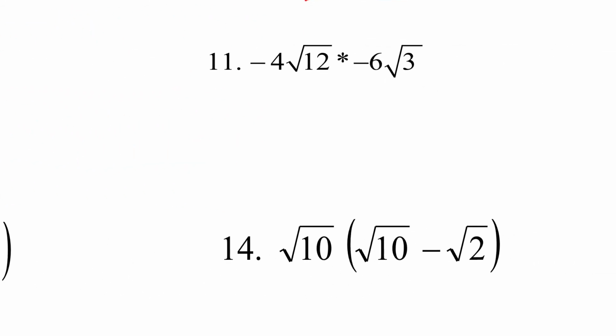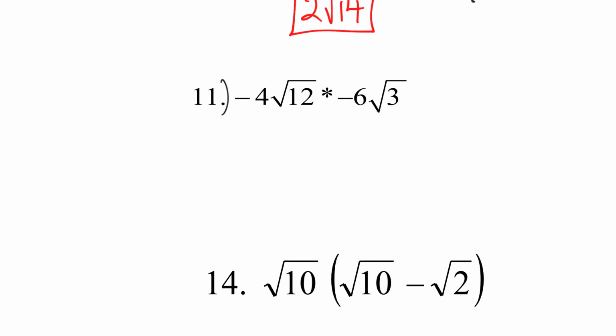Okay, number 11. Again, remember, I'm going to multiply these outside numbers together first. So what's -4 times -6? It's +24. And now the inside numbers, what's 12 times 3? 36.